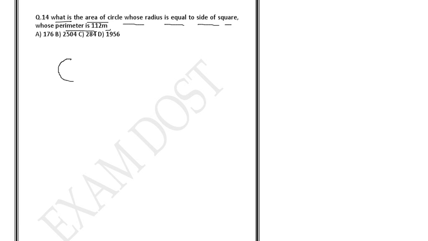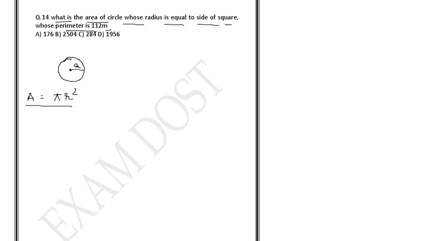So we have a circle, and you are expected to calculate the area, where this is the radius of the circle. The area is pi r square. So the area of a circle is pi r square.